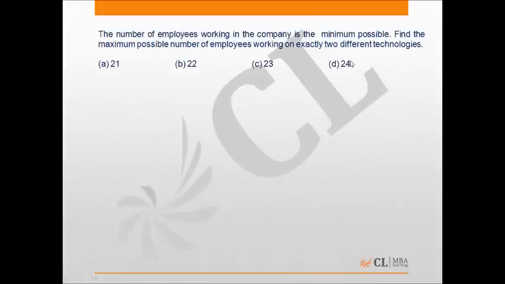The number of employees working in the company is the minimum. Find the maximum possible number of employees working on exactly two different technologies. Here it is given that the total number of employees in the company is 46, and we have to maximize the number of employees who work on exactly two technologies.